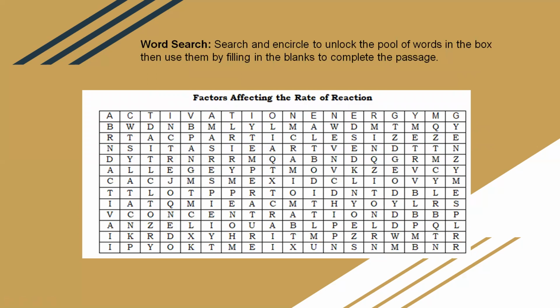Now, we'll be having an activity. Word search: search and encircle to unlock the pool of words in the box, then use them by filling in the blanks to complete the passage. So we have here factors affecting the rate of reactants.